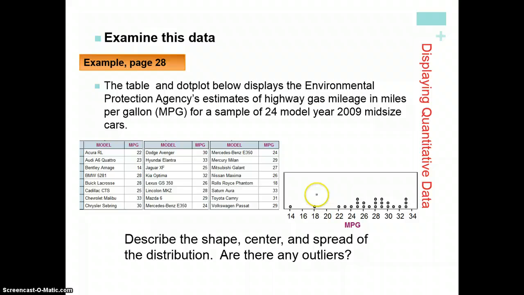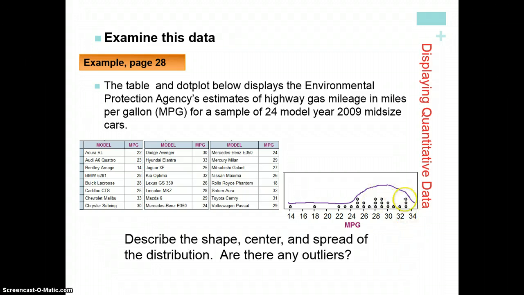Here's an example. Let's do it real quick. We can talk about the shape, right? This is going to be skewed to the left. This is of mid-size cars, model year 2009, and their miles per gallon, right? Our shape would be skewed to the left, so you'd say the distribution for mid-size cars year 2009 is skewed to the left. We would say our center is at 28. That's the median. You can get that just by counting to the 12.5 observation. And so we would say typically mid-size cars year 2009 have 28 miles per gallon.